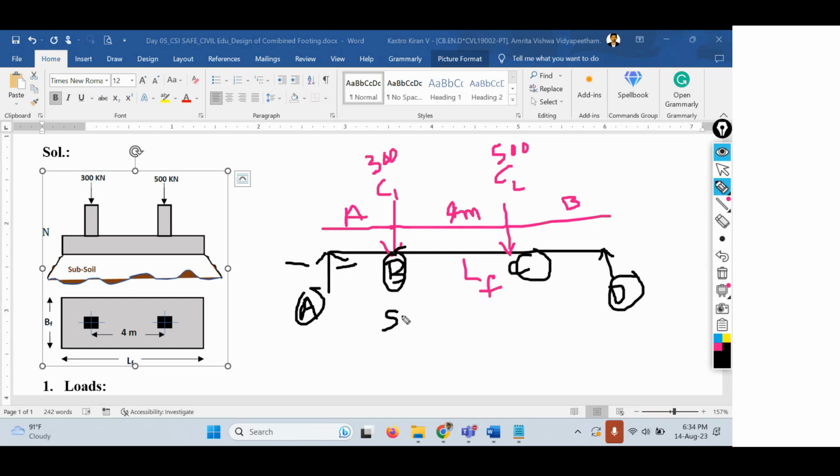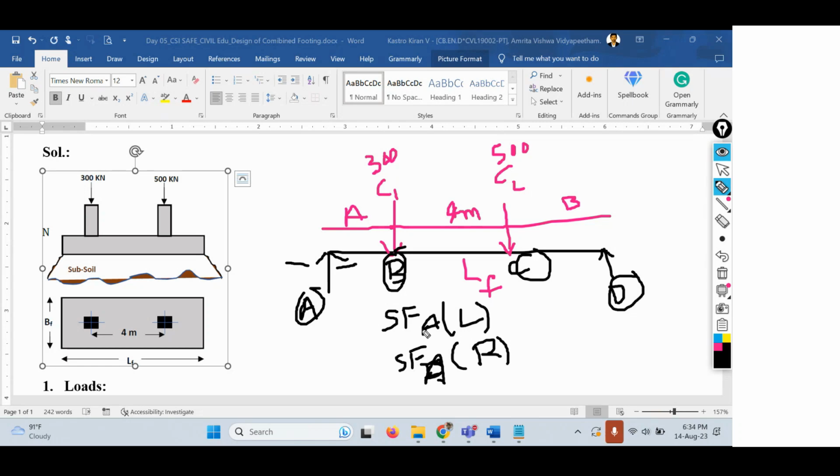That means shear force at A along the left side, shear force at A along the right side, and so on for B. So at each point, we have to find out two shear forces.